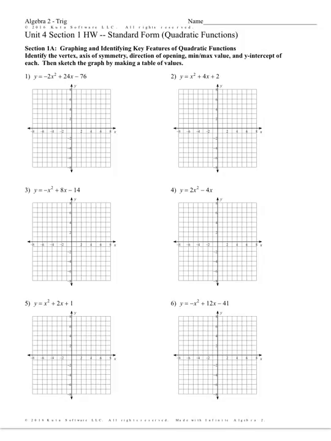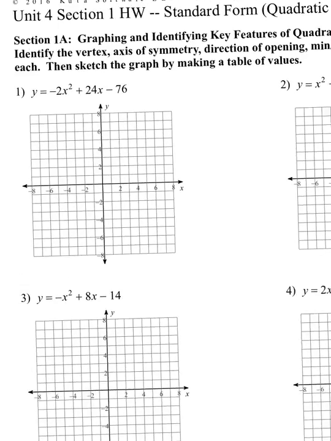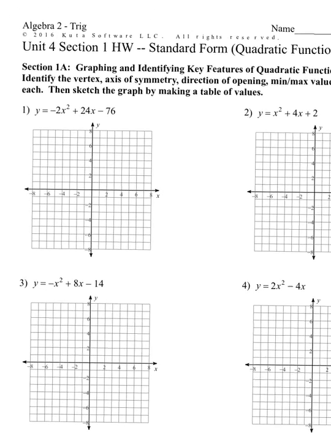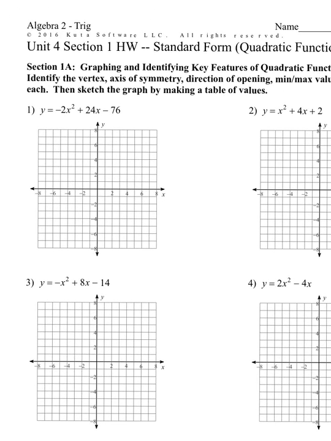In Unit 4 here, we're going to talk about quadratics, and specifically in Section 1, we're going to talk about standard form for quadratics. We'll look at number 1 here first. Standard form is this: y is equal to ax squared plus bx plus c. Later in the unit, we'll look at vertex form. And you've done a lot with quadratics in your prior 2 math classes.